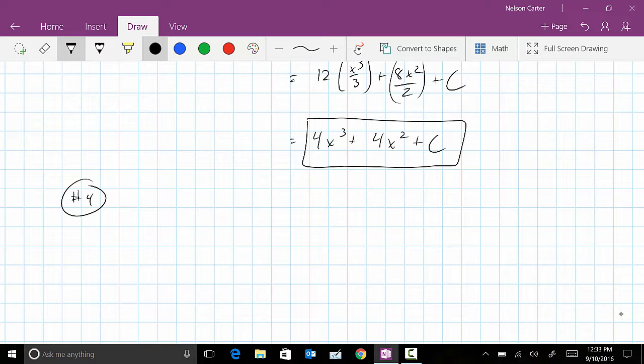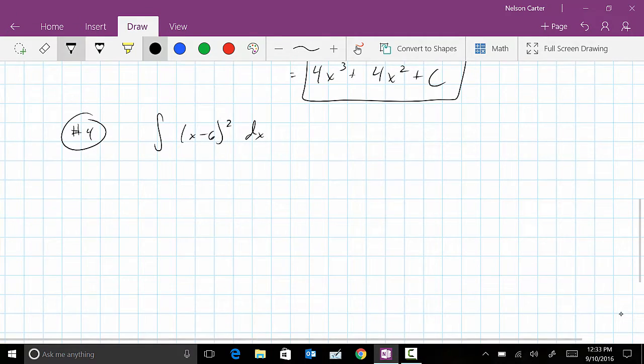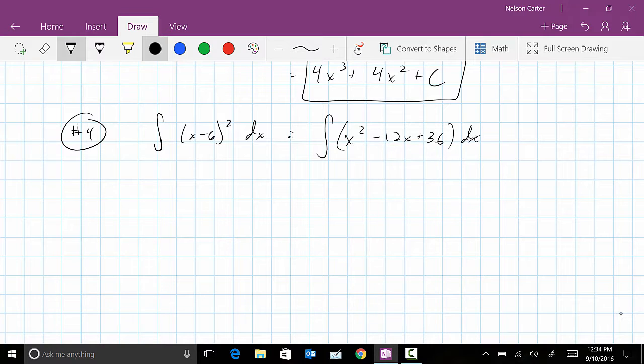Okay, how about I do something like this one? Suppose you're integrating something like x minus 6 all squared dx. Again, I would expand first. So do algebra first. This is x squared and then 2 times the product, so minus 12x and then plus 36. And then that's all we're integrating with respect to x.